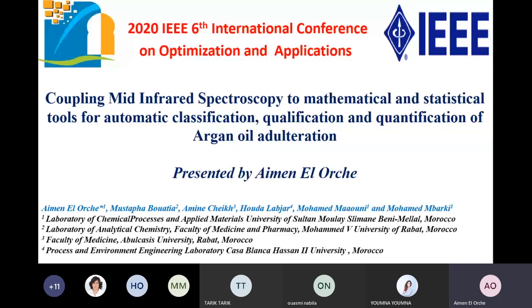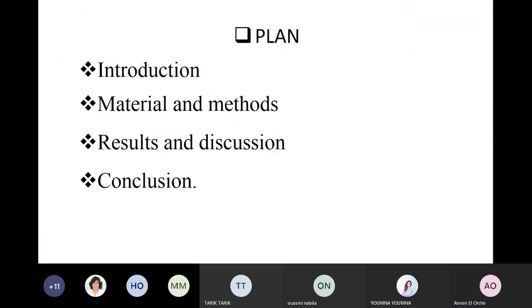My thesis, which I am submitting for the consideration of the jury today, is entitled Coupling Mid-Infrared Spectroscopy to Mathematical and Statistical Tools for Automatic Classification, Qualification, and Quantification of Argan Oil Adulteration. First, I will present the purpose of this work, and then I will explain the method by which this work was performed. Next, I will discuss the results obtained in this study.